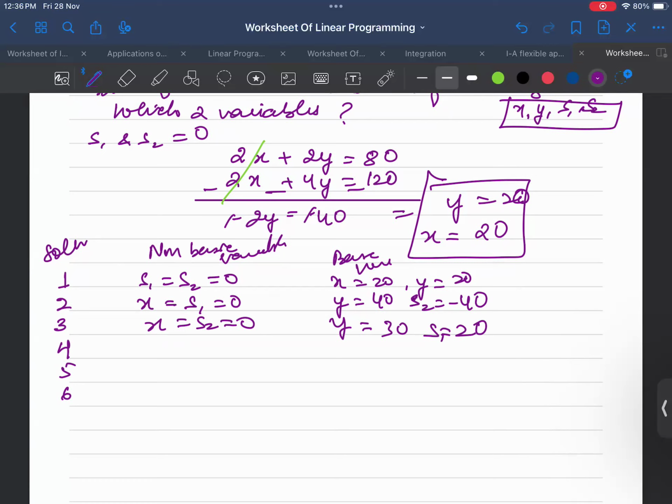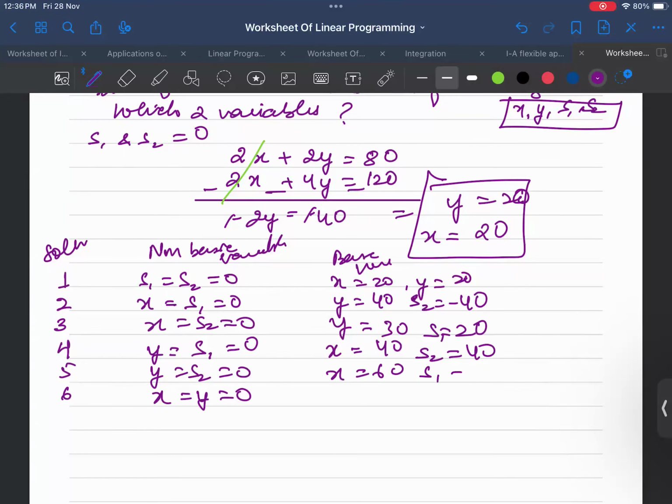Okay, then 4 is equals to, अगर 4 solution है तो y हम इसमें y और s1 0 रख लेते हैं, है ना. अभी लिख लेते हैं. और क्या y और s2 0 ले लेते हैं. We can keep x and y to be 0. In these conditions हमारे इसमें x की वैल्यू would be 40, s2 would be 40, x would be 60, s1 would be minus 40. Here it would be s1 would be 80 and s2 would be 120. Right? So these would be your answers.